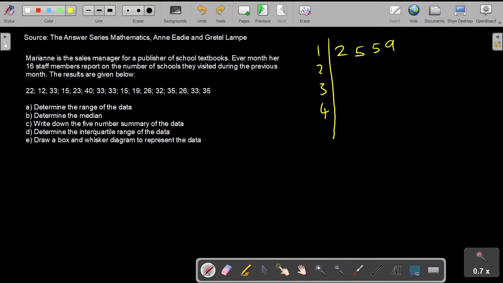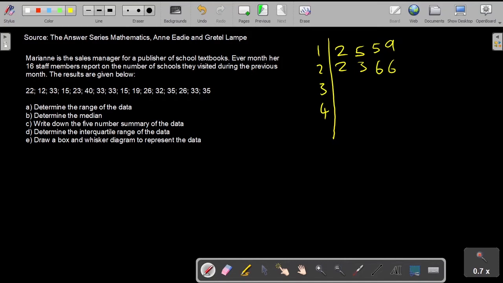Which numbers start with 2? So let's look at that. We have 22, the very first number. Then as we scan along, we have 23 next. Then we have 26, and 26 again. And that is all with regards to the numbers that start with 2.